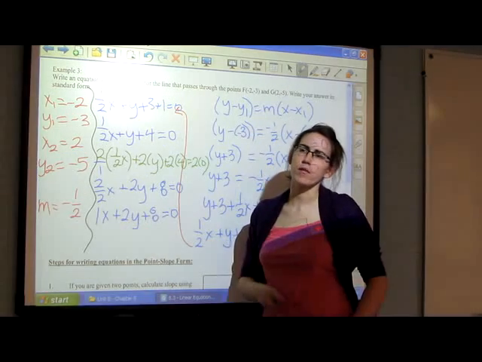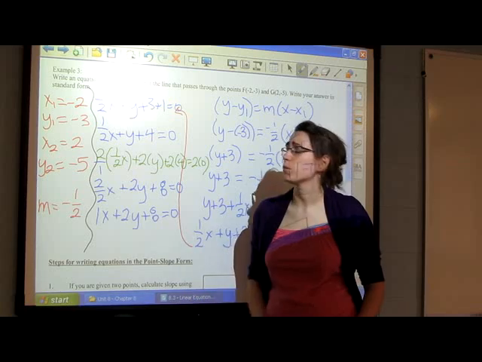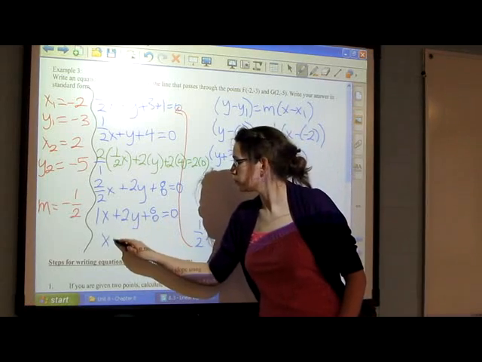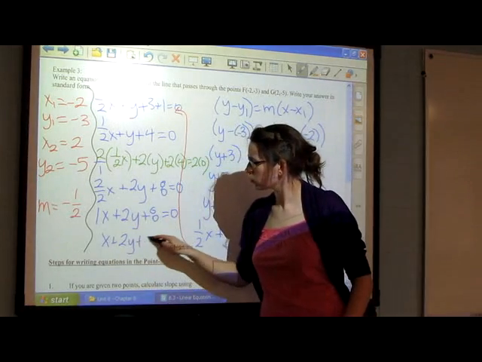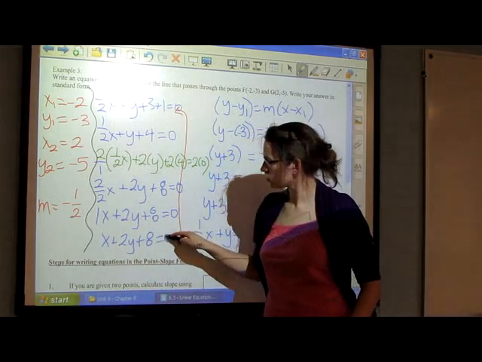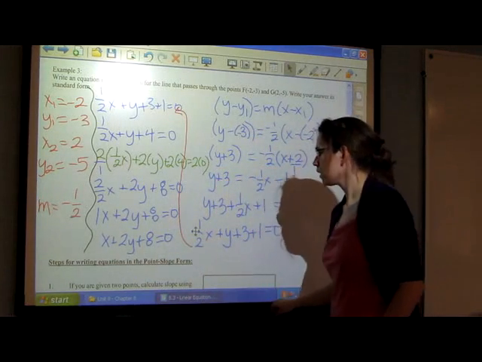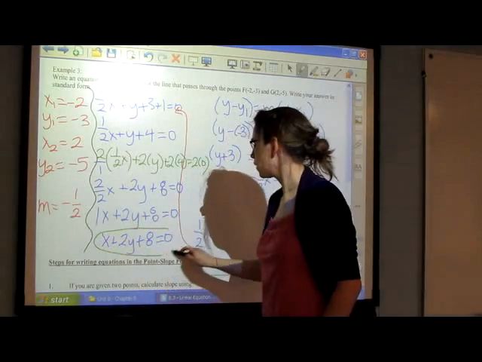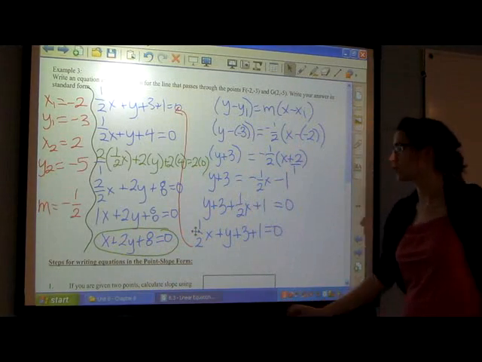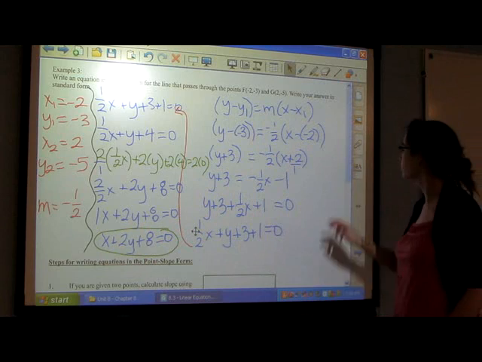And if I have a 1 in front of x, remember mathematicians are really lazy people, we just leave this as an x. X plus 2y plus 8 is equal to 0. And there's our equation in standard form.